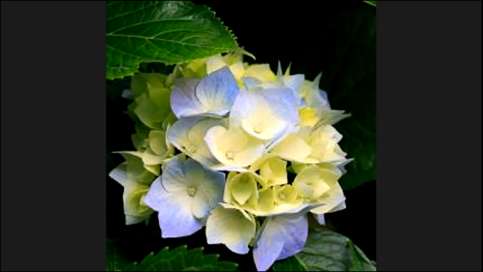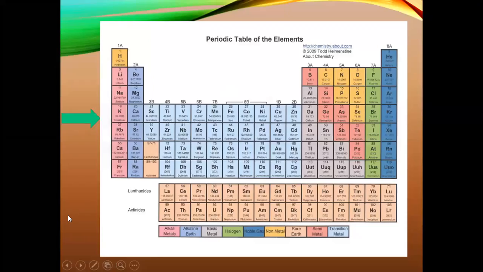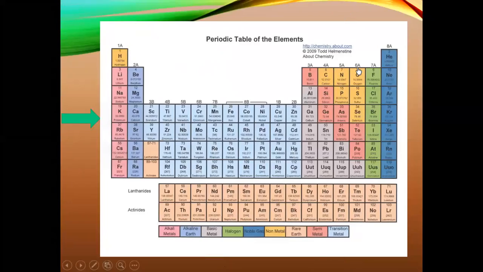Here is a small idea about the periodic table. And now we are going back to our PowerPoint slides for the periodic table. Now, before I'm going to challenge, please let's answer some questions together.